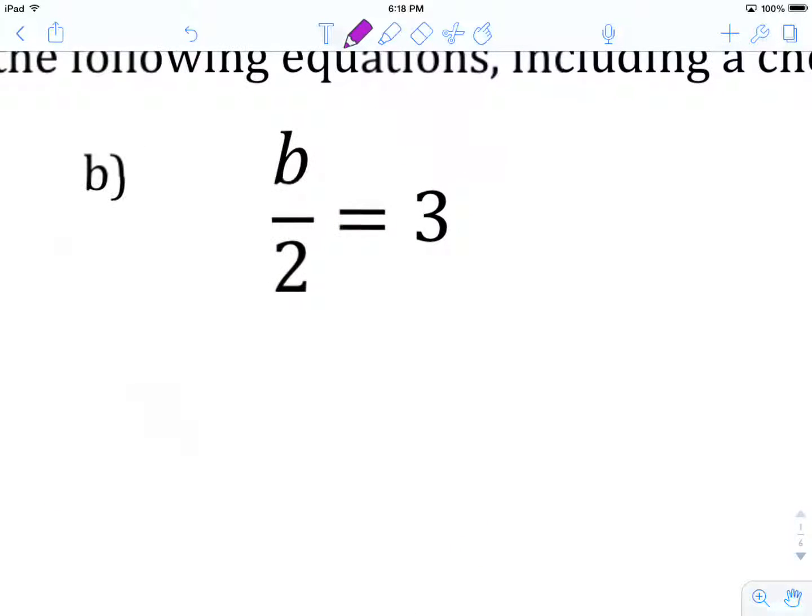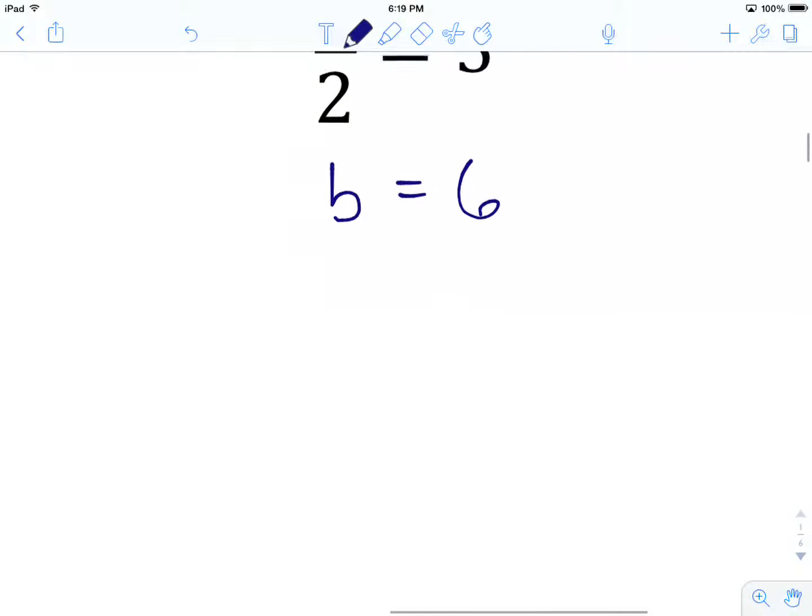This is B divided by 2 equals 3. So we have a number which when we divide it by 2 is going to equal 3. So what is that number going to be? I'm going to think I have a number, I divide it by 2, and I end up with 3. My answer will be B is equal to 6. 6 when I divide it by 2 or cut it in half, I end up with 3. But let's be sure, let's do a check.